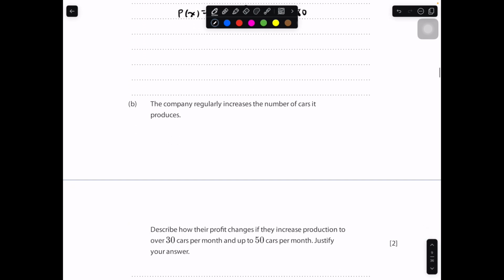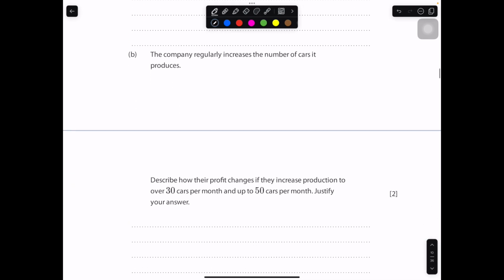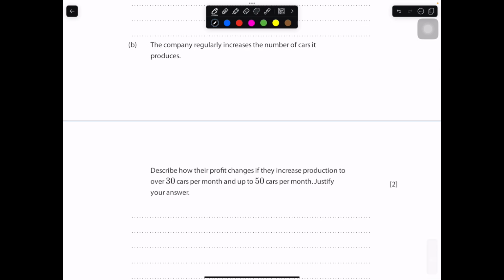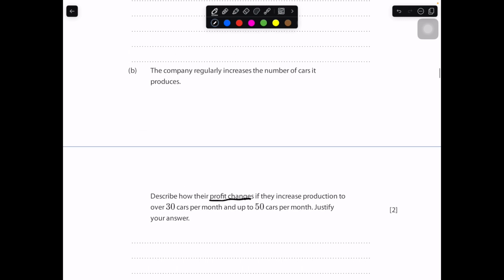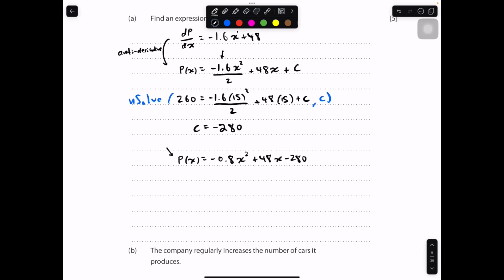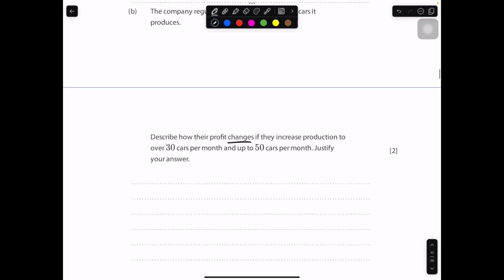The company regularly increases the number of cars it produces. Describe how their profit changes if they increase their production from 30 cars per month up to 50 cars per month. Justify your answer. How does the profit change? So here we have a function that tells us the profit for different values of x. I think a good strategy here would be to put in values of x for when x is equal to 30 and x is equal to 50.